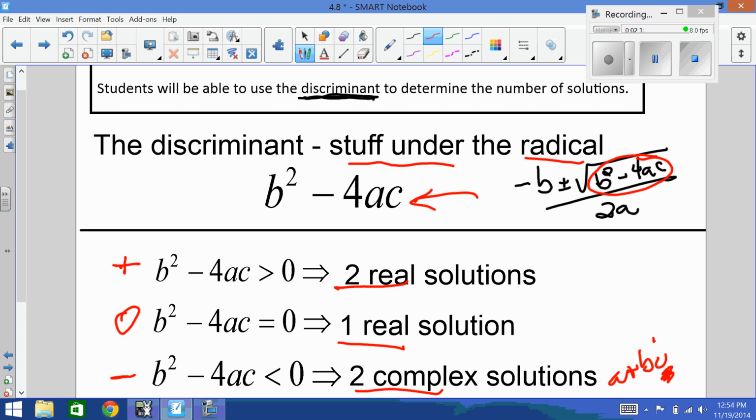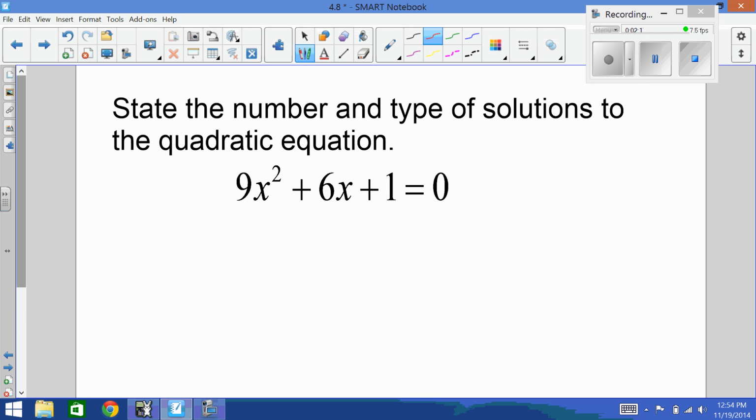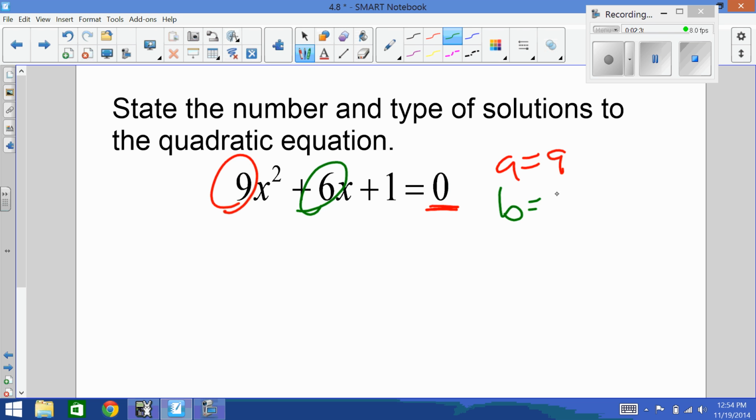All right, so let's look at our first equation. We follow the exact same steps. Step 1, it must be equal to 0. It is. So step 2 is we're going to list our a, b, and c. First of all, a is 9, b is 6, and c is 1.